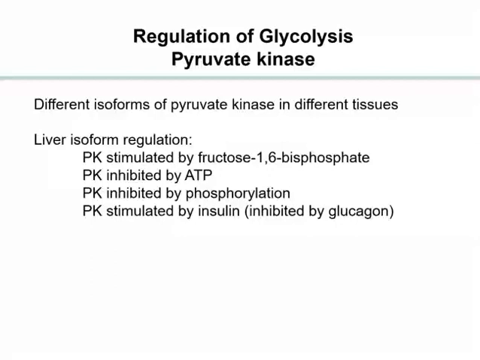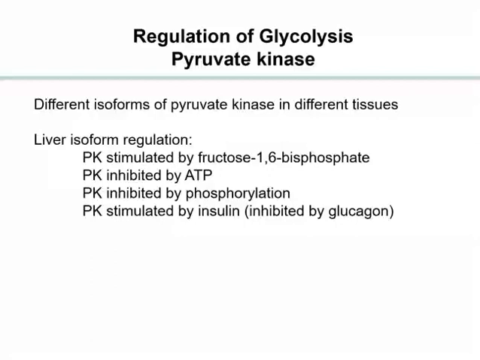There is some regulation of glycolysis which occurs at the level of pyruvate kinase. So this is the last step in glycolysis. If we shut down pyruvate kinase, we will favor the running of gluconeogenesis.